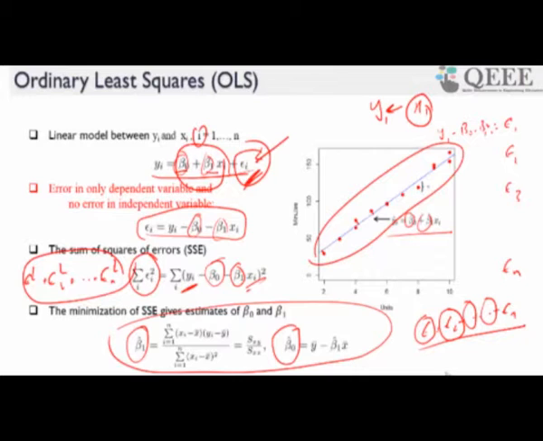It will be minimum error, but the fit would be very poor. So if I were to just use epsilon 1, epsilon 2 and so on, it's a problem. So that's the reason why we end up using epsilon 1 squared plus epsilon 2 squared all the way up to epsilon n squared.